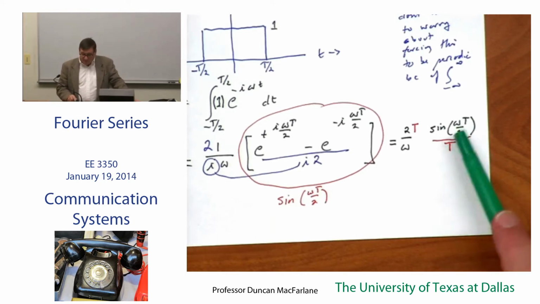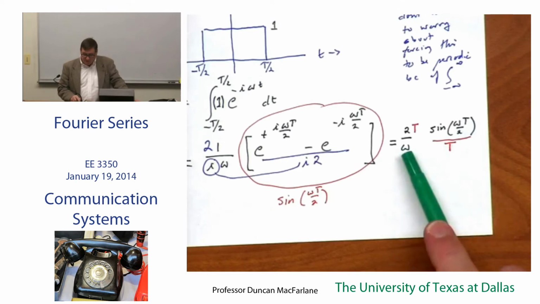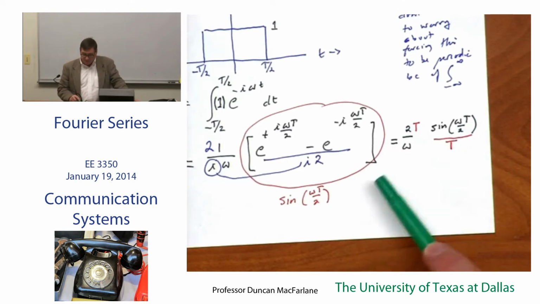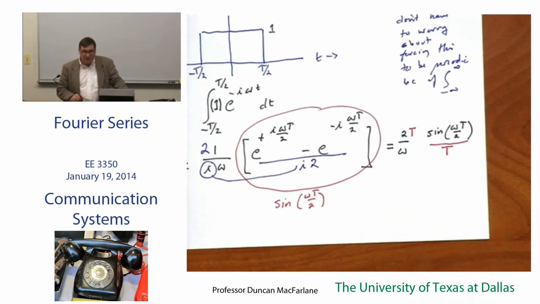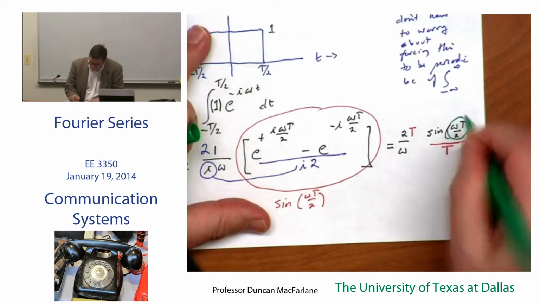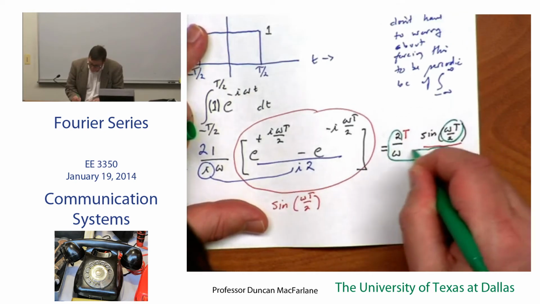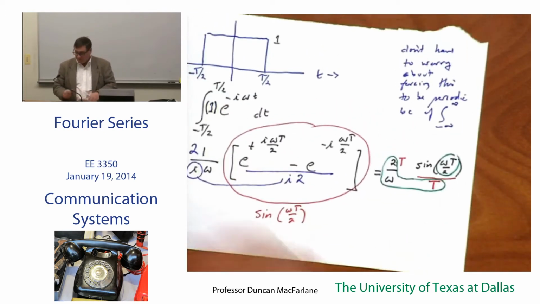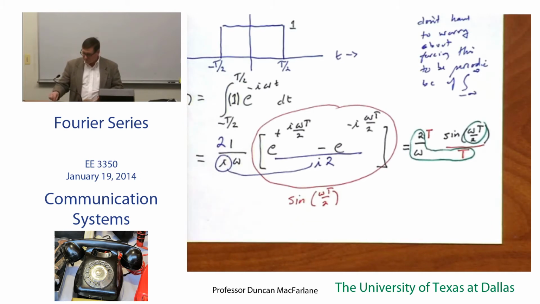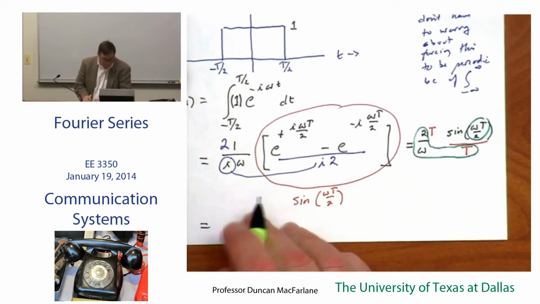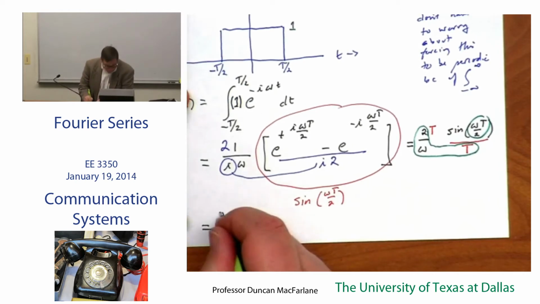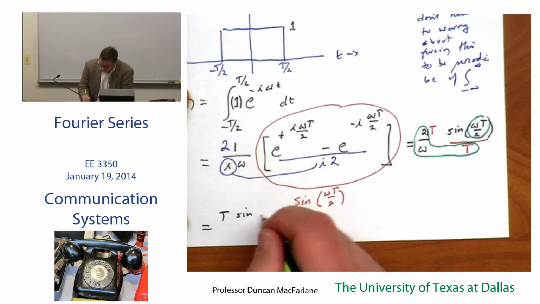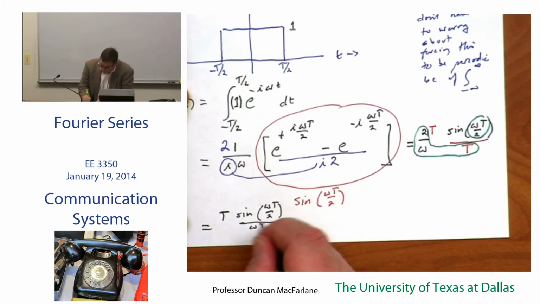And so now you see that I have an omega capital T over 2, and I have an omega over 2, a twice omega T here. I've got an omega T here, and I've got a 1 there. I'm probably violating some rules of making too many marks on this. So let me go ahead and simplify this a little bit. This is equal to T times the sine of omega capital T over 2 divided by omega capital T over 2.